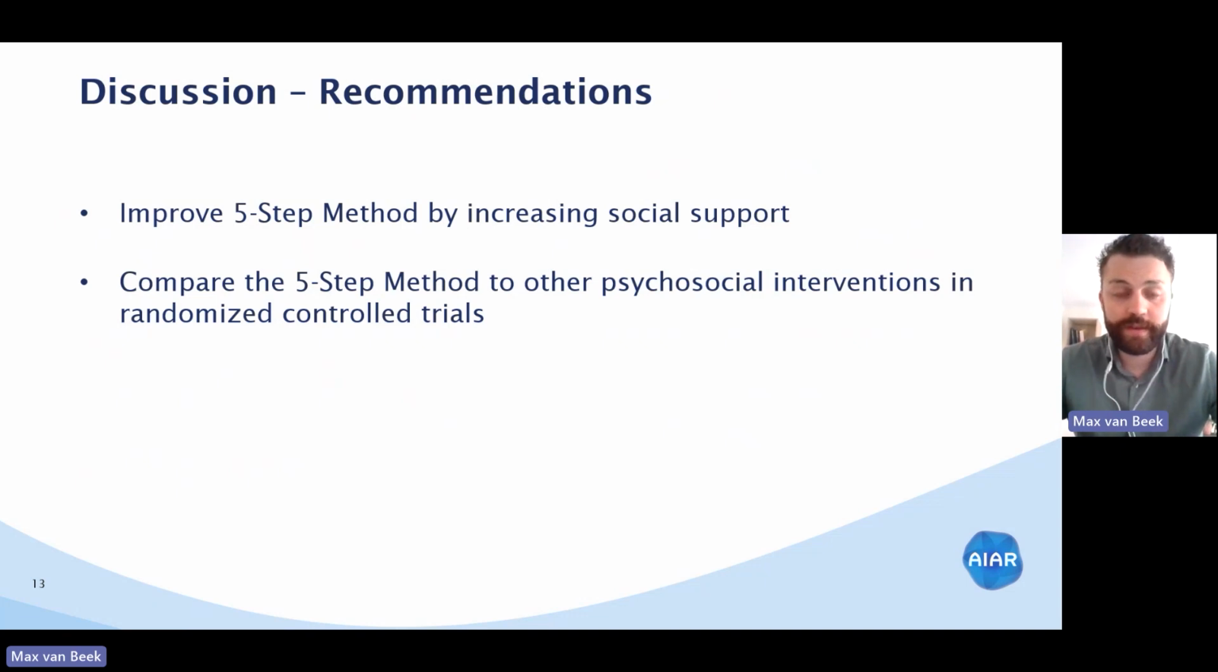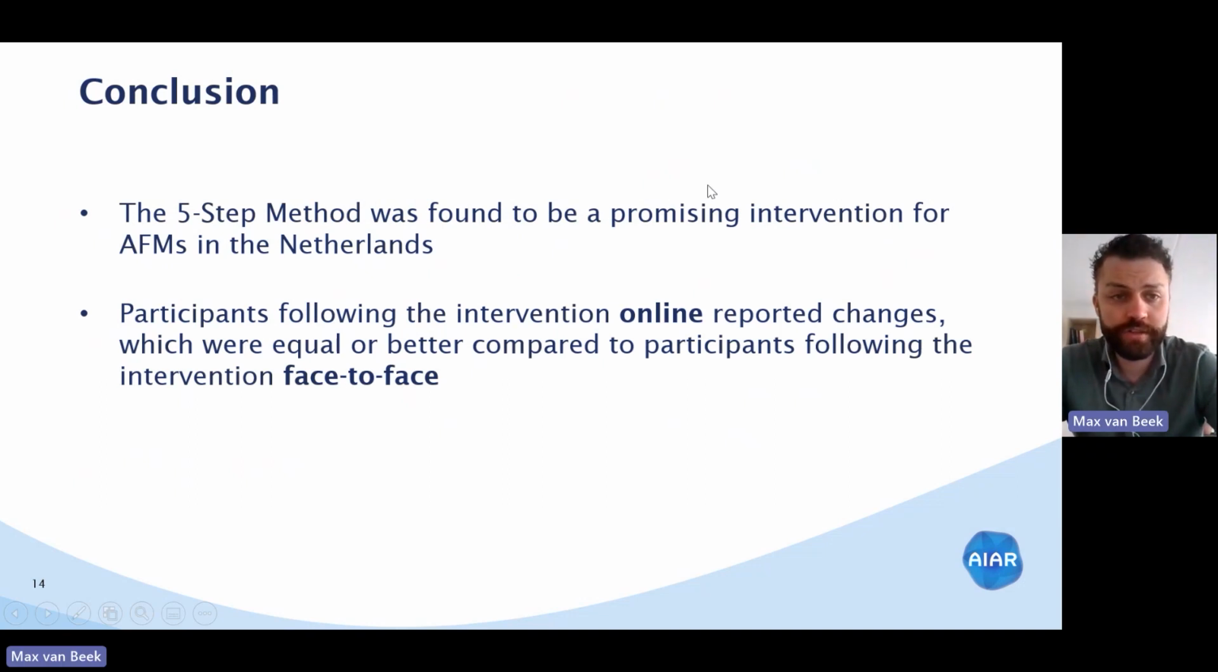And also, the 5-step method has not yet, at least that I know of, been compared to other psychosocial interventions in a controlled randomized trial. That means the evidence is limited and we are not really sure about what works best for whom. Perhaps there is a subpopulation of affected family members who react better or worse to certain types of intervention. We just don't know. In conclusion, the 5-step method was found to be a promising intervention for affected family members in the Netherlands. And participants following the intervention online reported changes which were equal or better compared to participants following the intervention face-to-face.